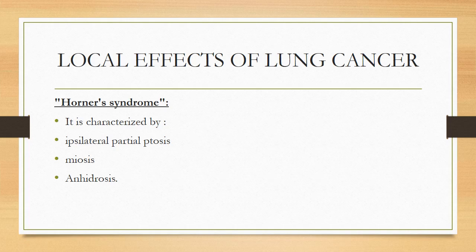For example, Horner syndrome, which occurs due to involvement of the sympathetic chain at or above the level of the stellate ganglion. It is characterized by ipsilateral partial ptosis, miosis, and anhidrosis. Anhidrosis is absence of sweating. Ipsilateral partial ptosis means drooping of the eyelid, which will be partial, and miosis is a constricted pupil.